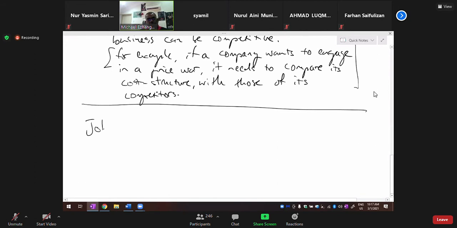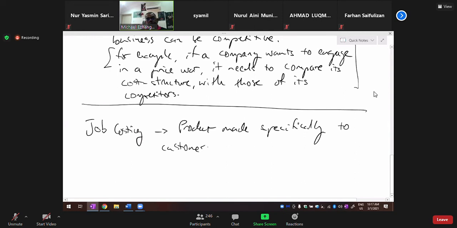Now, job costing. Job costing: product made specifically to customers' order. And one order is equal to 1 unit. Can you follow? One order is equal to 1 unit.